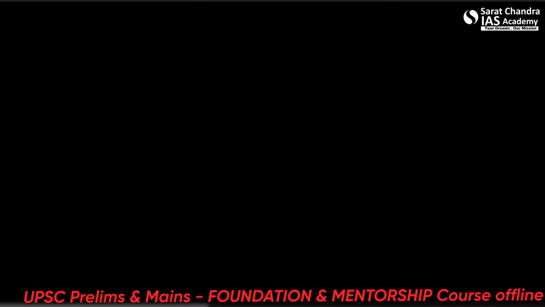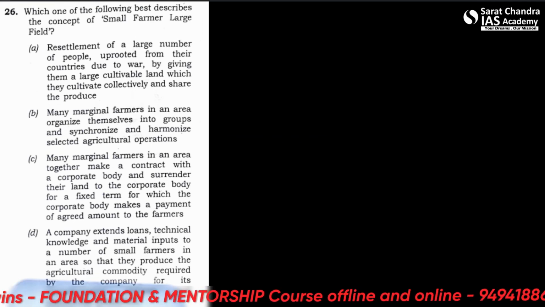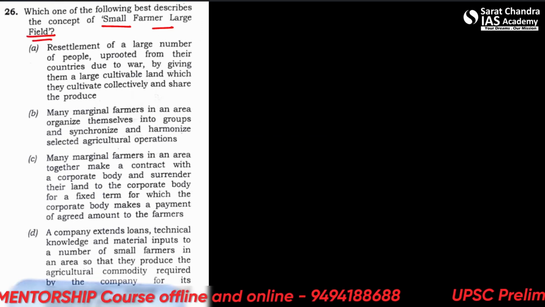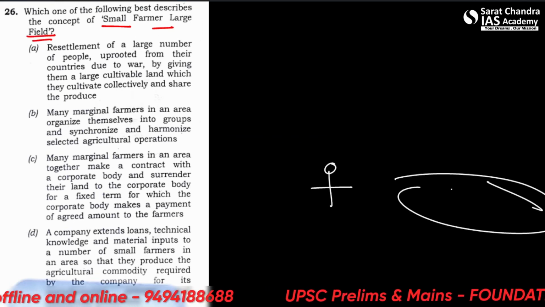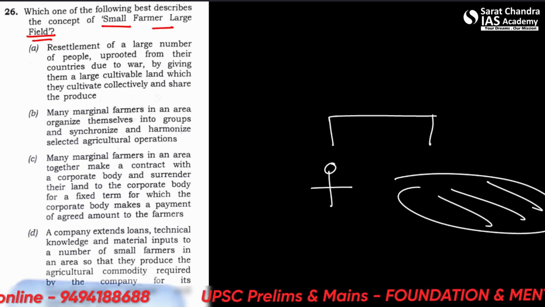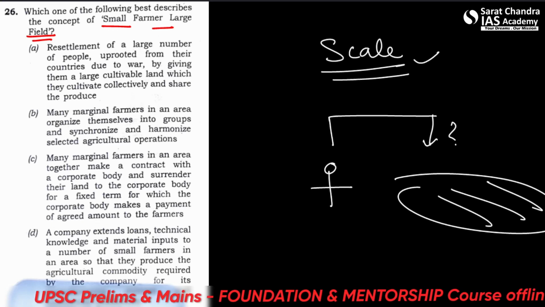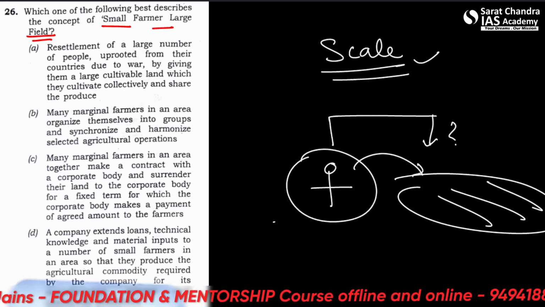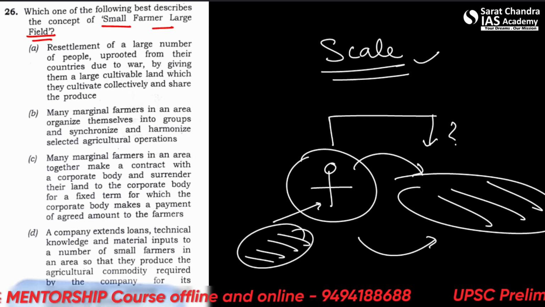Let's come to the next question. Which one of the following best describes the concept of small farmer and large field, where the farmer is small and field is large? So what is the issue here? Issue is of scale. There is a problem of scale because a small farmer, let's say, can manage a small land holding but not a large land holding.